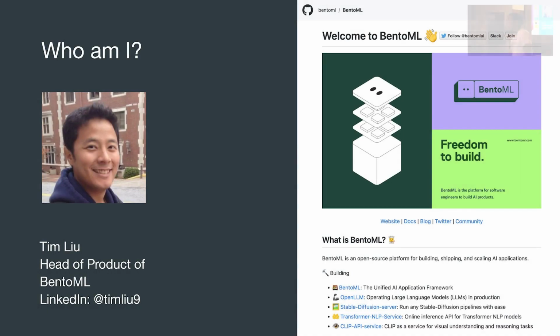So I'm Tim Liu. I'm head of product here at BentoML. What the industry mostly knows BentoML for is our framework for packaging and being able to serve models at scale. And so where the name BentoML came from was what we do is we take your model, we take your code, we take your dependencies, and we package it into one deployable unit, a bento, so that you could ship it to production and scale it.